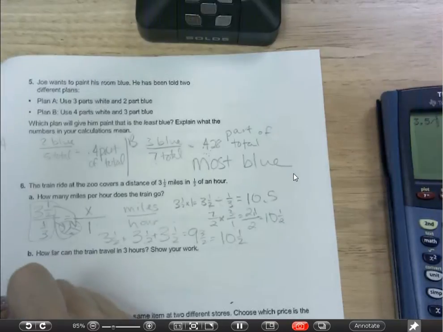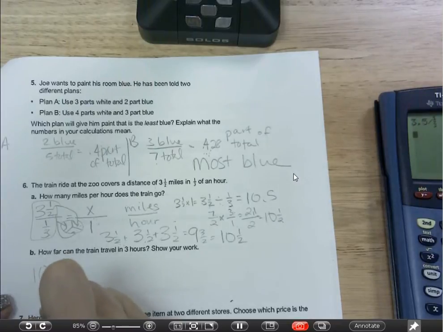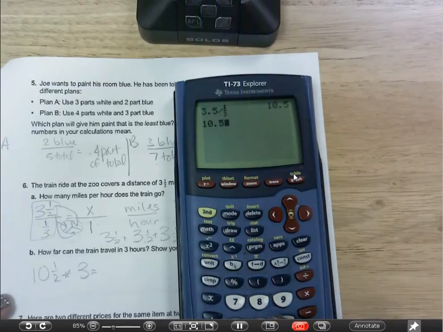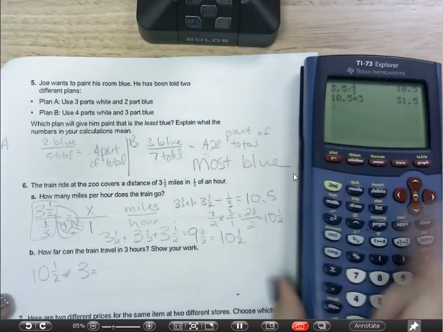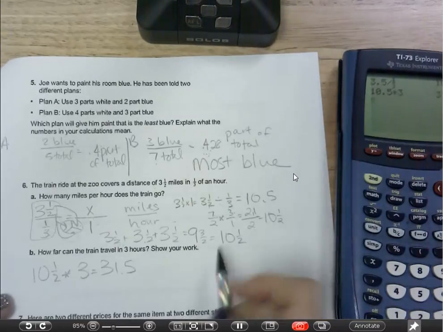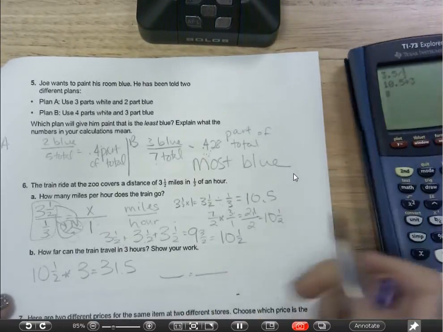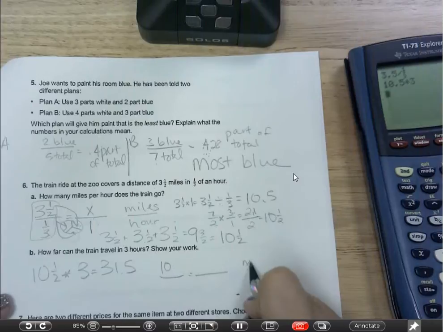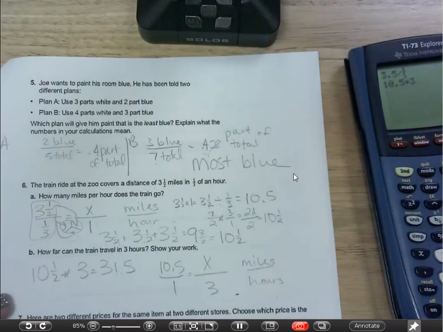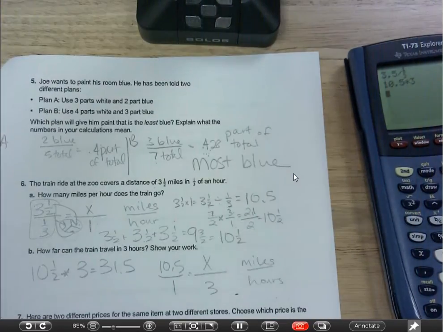I could do 10.5 times 3, which gives me 31.5, or I could solve a proportion, either way. So 10.5, so I'm going to do miles over hours again. 10.5 in 1 hour, how far in 3 hours, right? Either way, I could do the same thing.